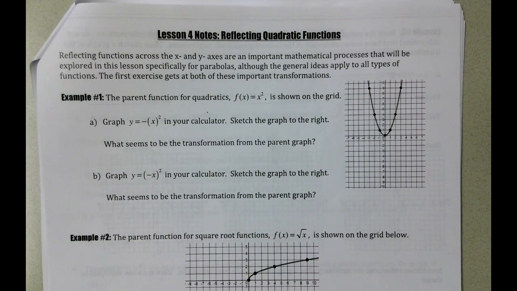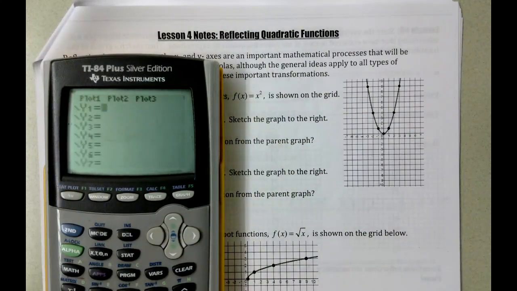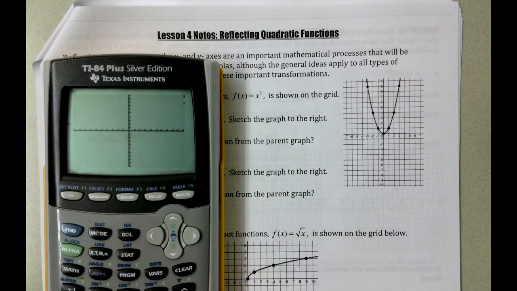And although the general ideas apply to all types of functions, the first exercise gets at both of these important transformations. So we're going to start by graphing y equals negative x squared in our calculator, and then we're going to sketch it to the right. What we have in our picture is the parent function. So we're going to go to y equals, and then we're going to type in negative x squared. And what we see here when we hit graph is this picture.